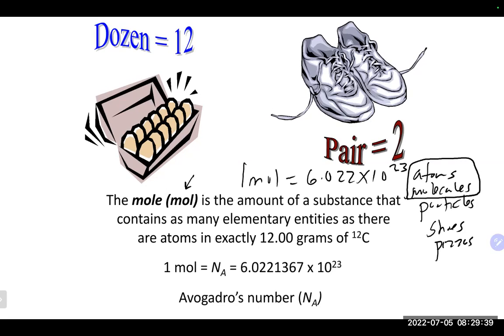We use Avogadro's number as a conversion factor to go two ways: either from moles to atoms or molecules, or the opposite way, atoms or molecules back to moles.